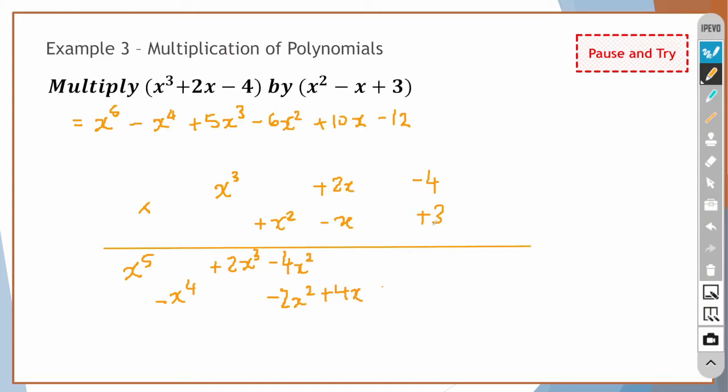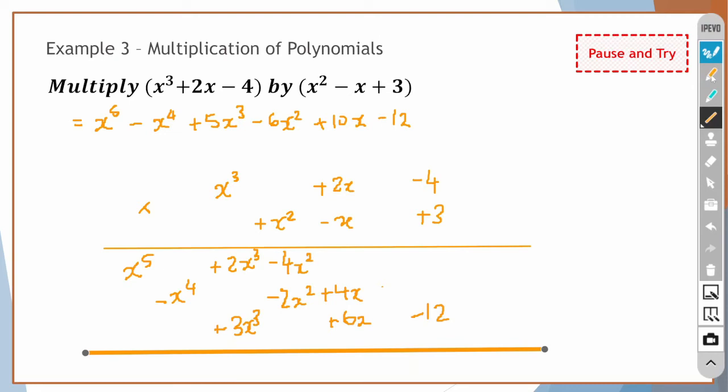So now we move on to 3. So 3 times negative 4 is going to give us negative 12. 3 times plus 2x is going to give us plus 6x. And then 3 times x cubed is going to give us plus 3x cubed. And now we're going to draw a line underneath all of this.